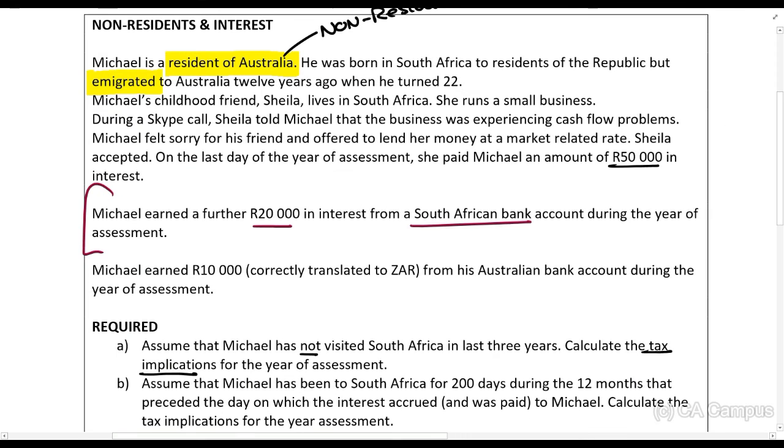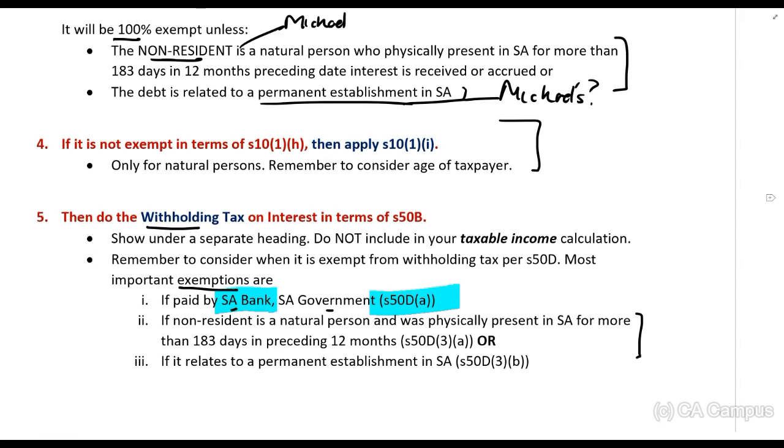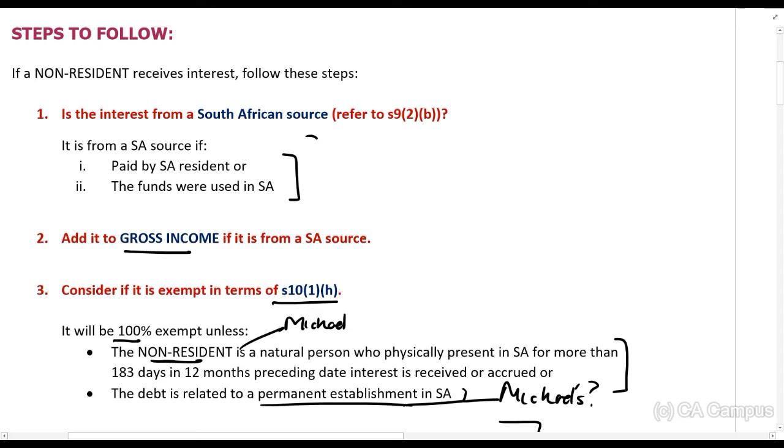And then the last one, 10,000 rands from an Australian bank account. So guys, when we go and look at our first step, is it from a South African source? Was it paid by a resident? No. Were the funds used in South Africa? No. So it's not gross income.